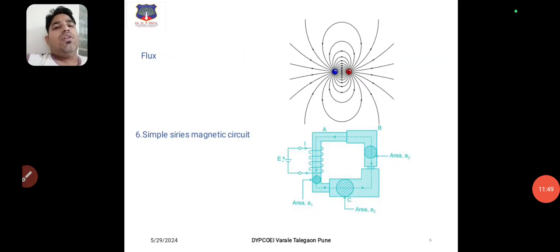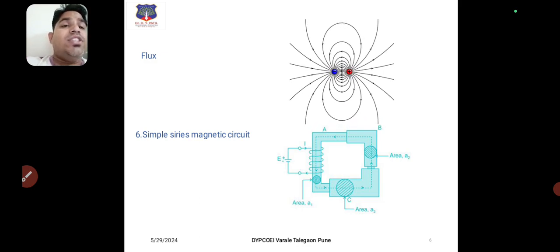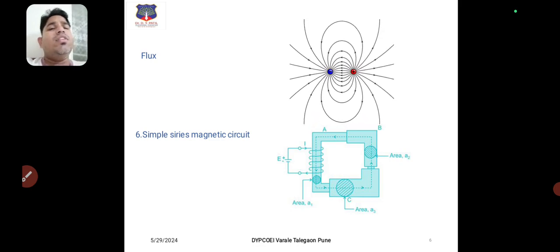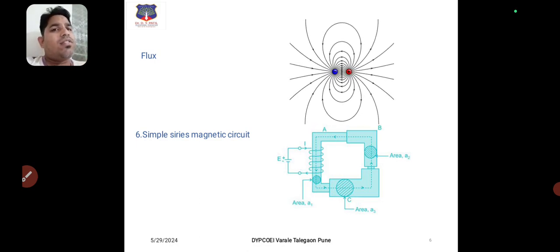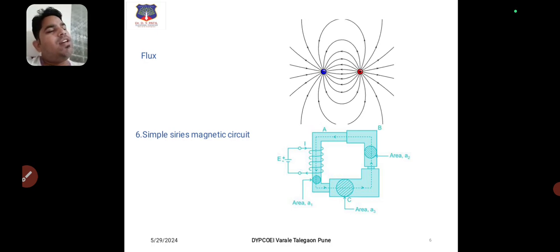We have already discussed that flux is the imaginary lines of force. What is a series, and what is a simple series magnetic circuit? We know that when resistors are in series, the same current passes through them and the voltage is different.